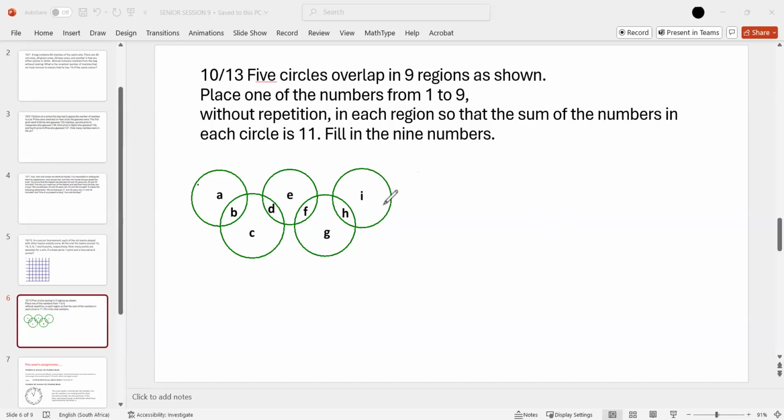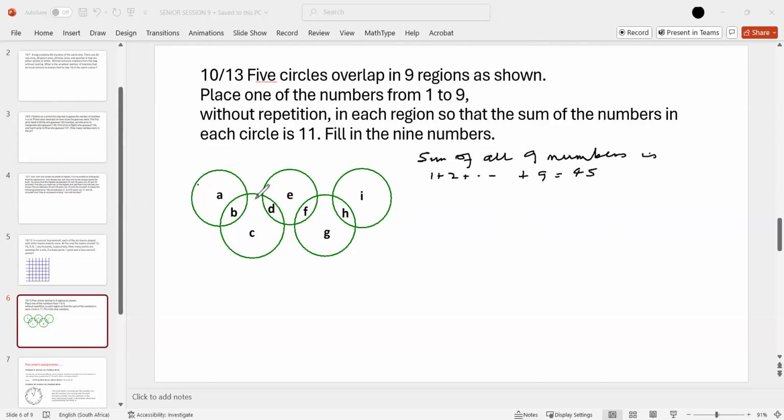Well, for a start, the numbers are 1 up to 9. So the sum of all the numbers is 1 plus 2 plus 3 up to 9. And that is 45. By now, you should know that if you add the numbers from 1 to 9, you're going to get 45. So when I add the whole lot of these, I get 45.